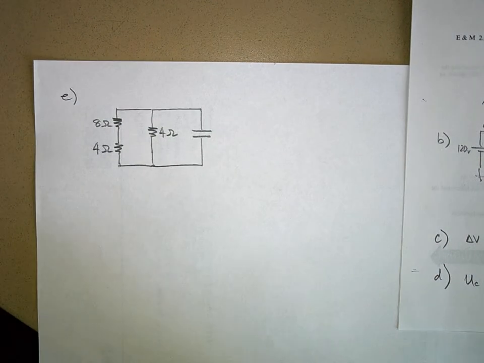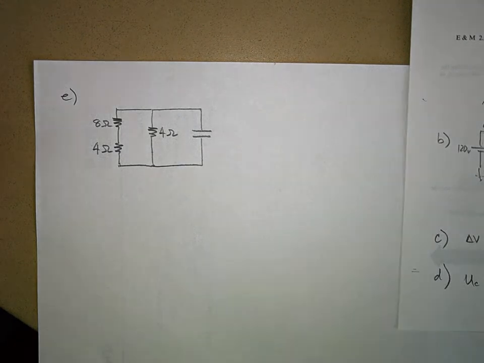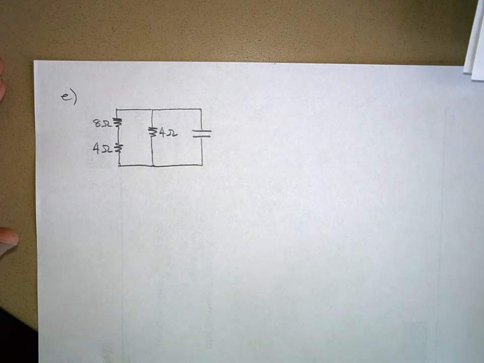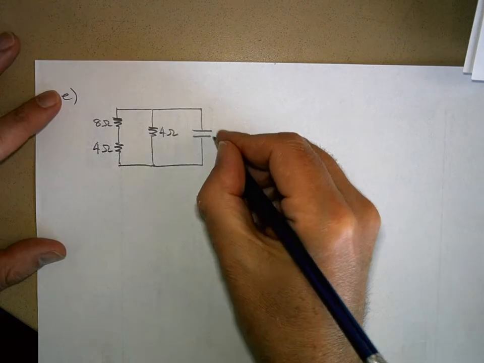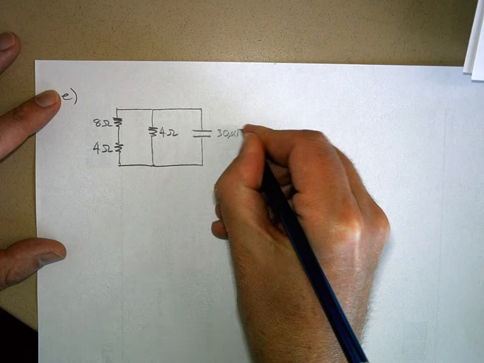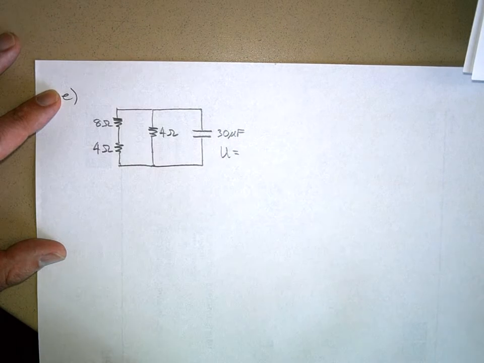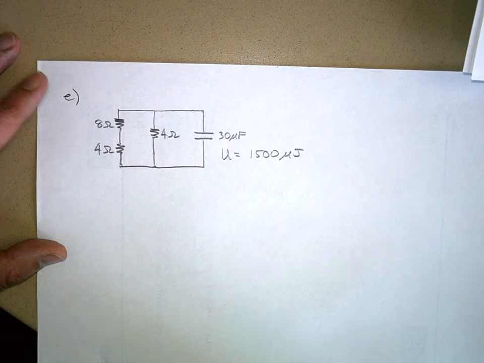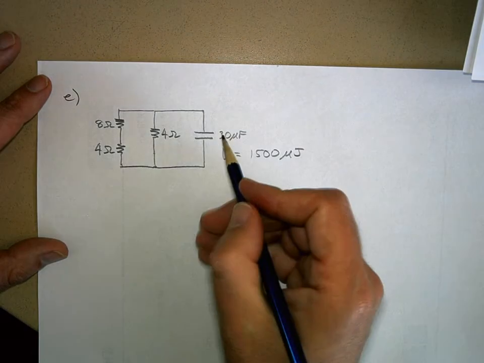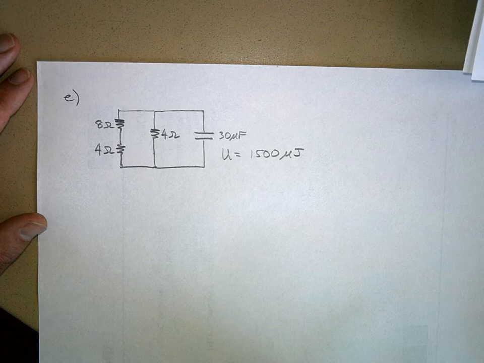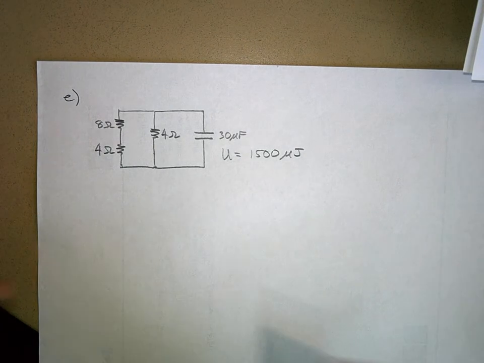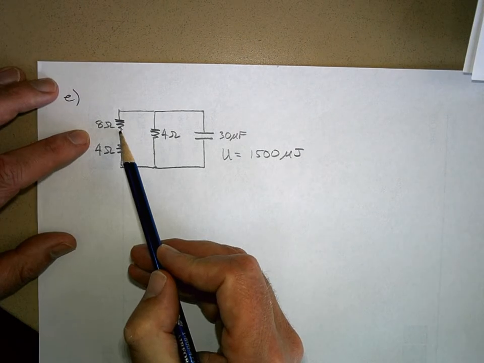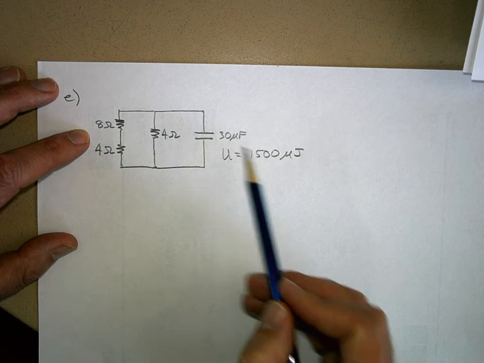Now, here's something that makes part E actually really quick, though not necessarily easy. If you recognize that this has a 30 microfarad capacitor, the energy stored in here is 1,500 microjoules. But this is going to push current out. Now, the energy dissipated through this resistor is going to be a fraction of this energy.